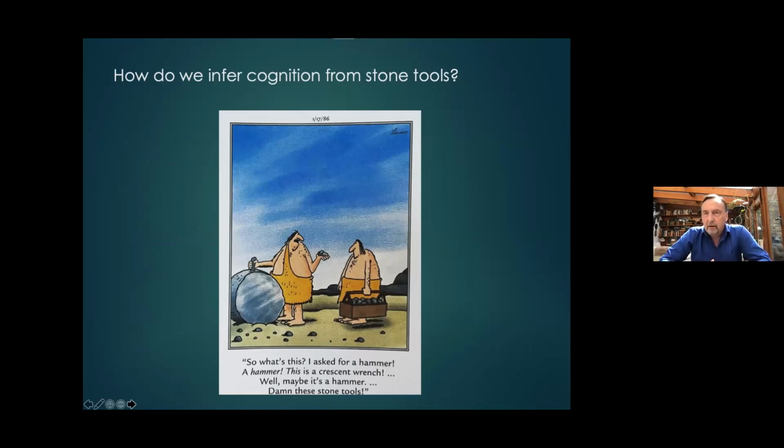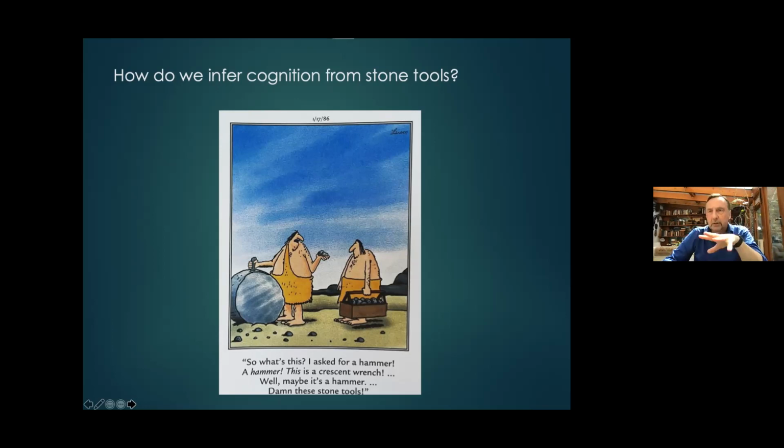Now, it's been a very long time since I've seen a Gary Larson cartoon in a lecture. There was a time when any lecture on human evolution and the Paleolithic was full of Gary Larsons, but they've been out of fashion for a while. So here's one of my favorite ones, which I think sums up pretty much the problem with the Paleolithic. That it's very difficult to know what on earth the stone tools are for, how they're made, as it says, damning stone tools. Well, I'll try and improve on things a little bit.